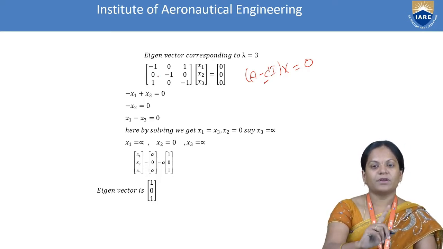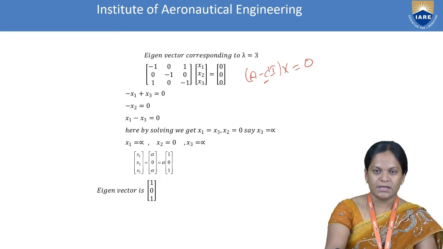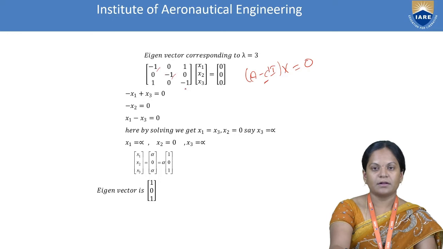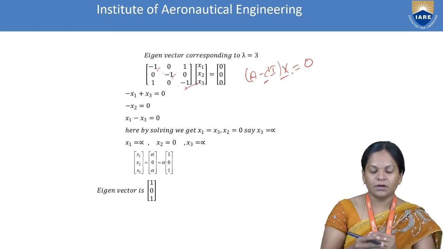If we take lambda equal to 3, only the diagonals will change. Already there we have 2. 2 minus 3 is minus 1. Here 2 minus 3, minus 1. Here also 2 minus 3, we got minus 1. The remaining entries are all the same: 0, 1, 0 here, and here also we have 0, 1, 0. And next, capital X is the eigenvector that we have to find.